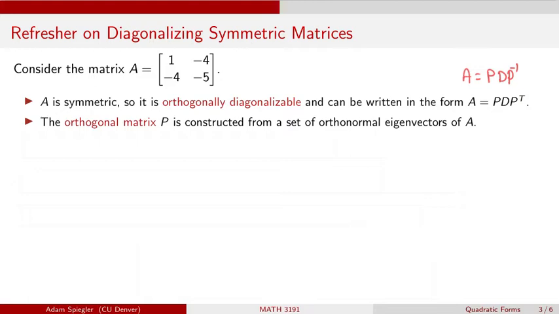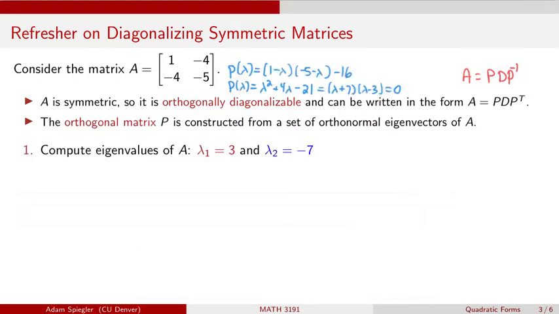Since the matrix P is constructed from eigenvectors of matrix A, the first thing we want to do is find the eigenvalues of A. A quick refresher on eigenvalues: we set up the characteristic equation, try to factor the quadratic equation, and find its roots. In this case, the roots are -7 and 3. So that's where these two eigenvalues come from.